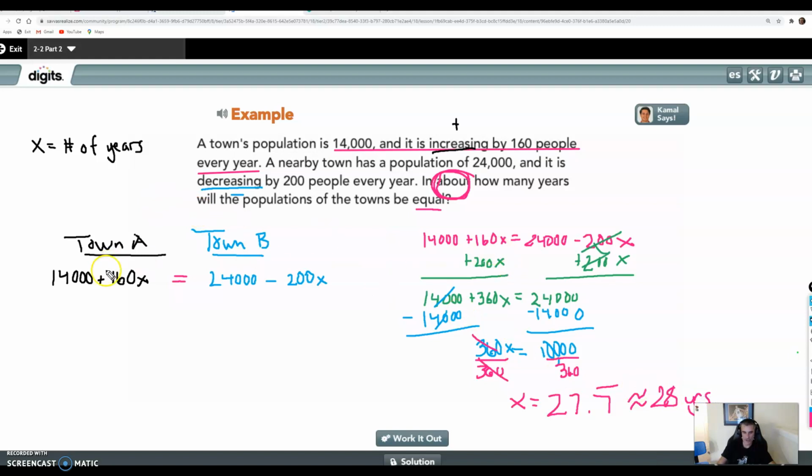So if these towns continue to go by these growth patterns, in 28 years they will have exactly the same population. Notice this town is starting off with a smaller population, and this town is starting off with a larger population. But this population is decreasing, whereas this population is increasing.